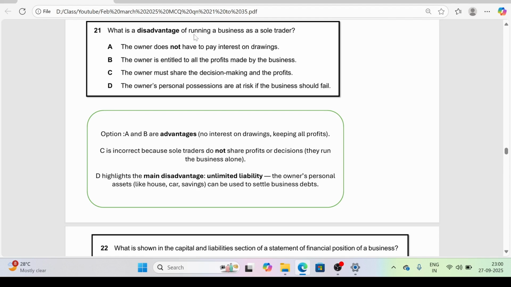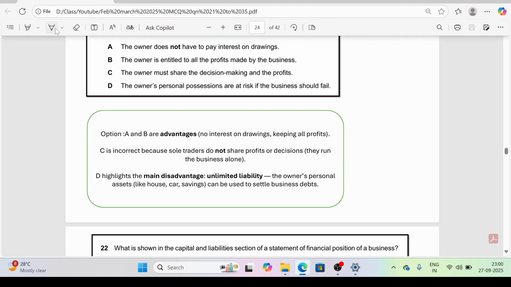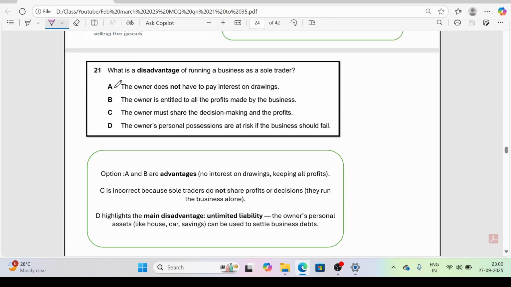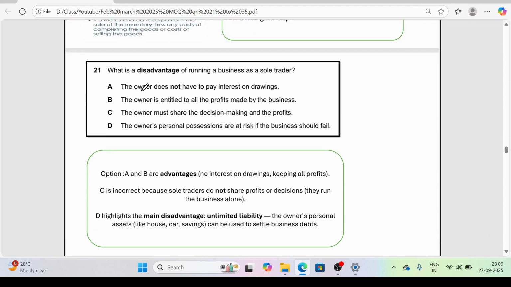What is the disadvantage of running a business as a sole trader? Option A, the owner does not have to pay interest on drawings. Option B, the owner is entitled to all the profits made by the business. Option C, the owner must share the decision making and the profits. And option D, the owner's personal possessions are at risk if the business should fail.